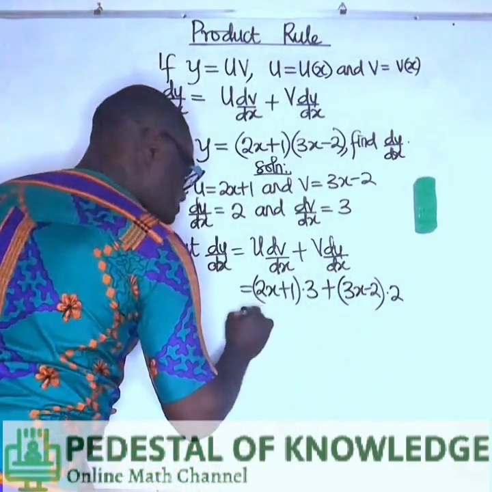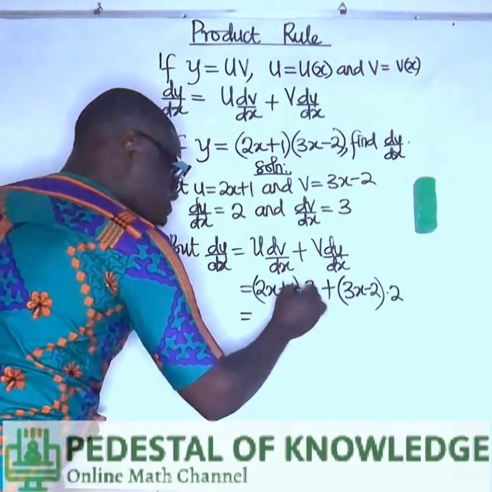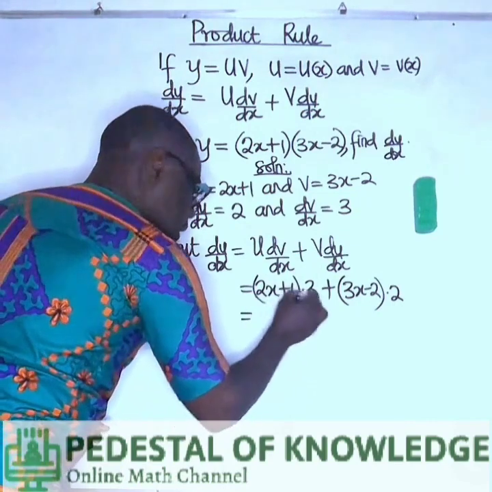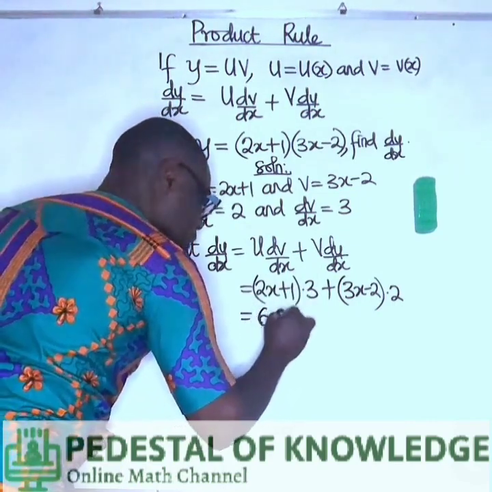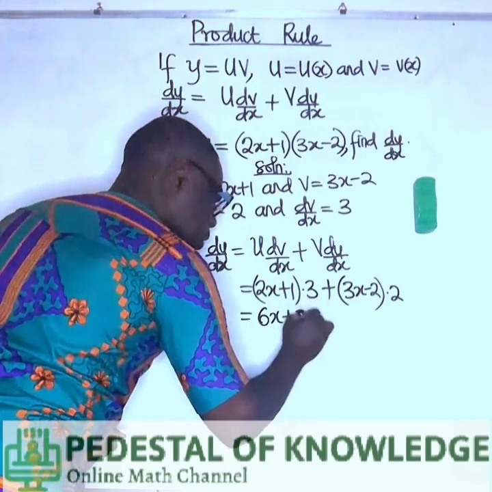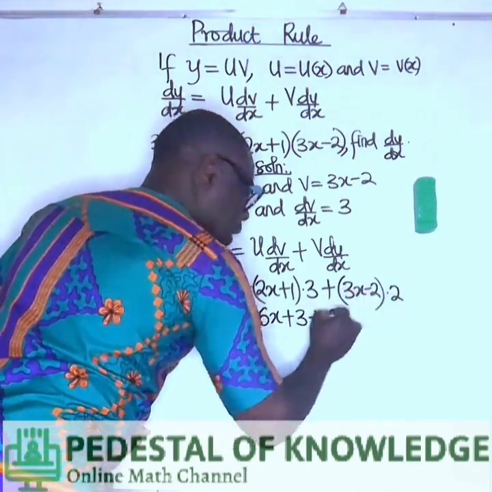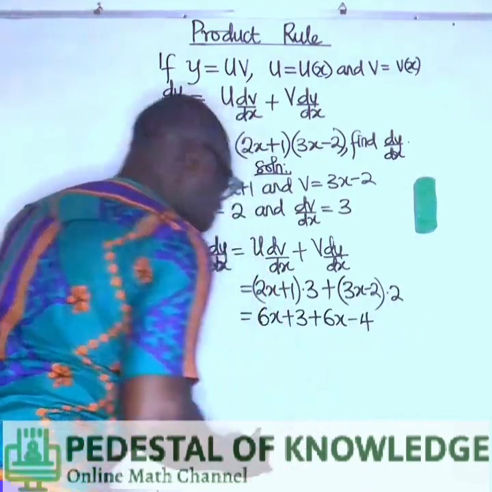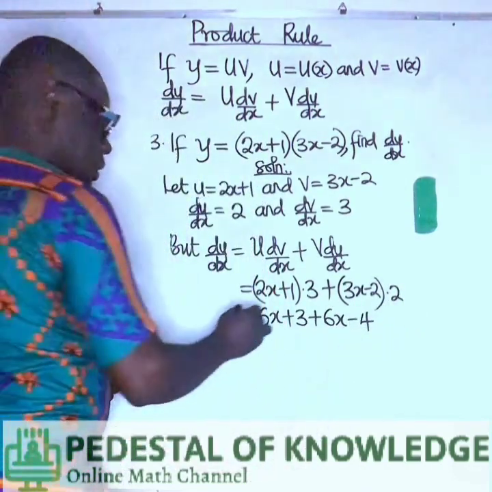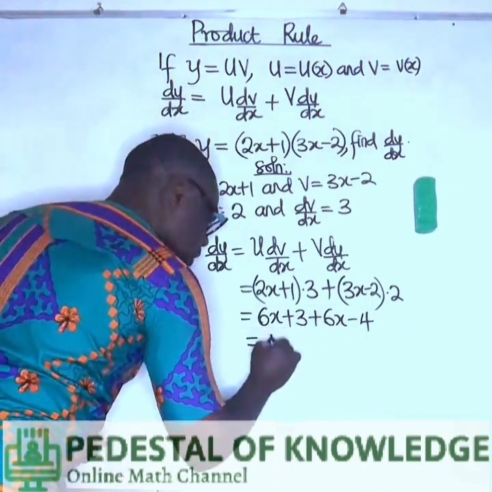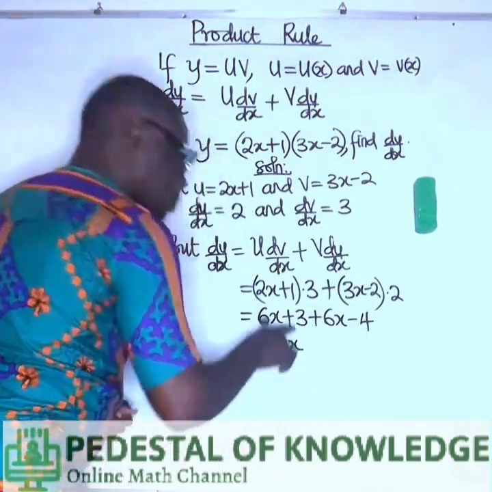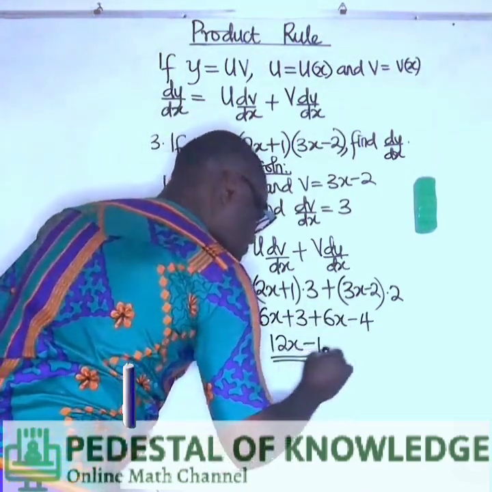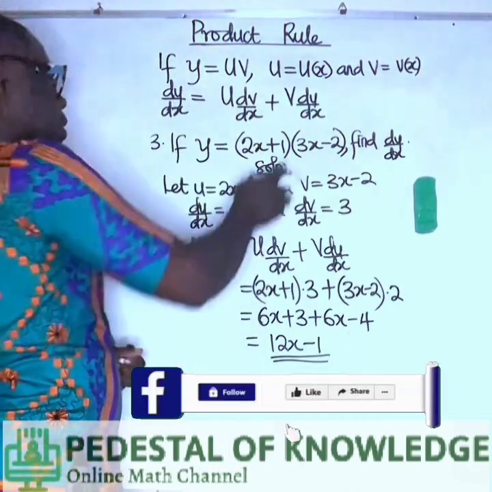Okay, now this is equal to, when we use this 3 to multiply everything inside the bracket, it becomes 3 times 2x will give us 6x plus 3 times 1 is 3, then plus 2 times 3x will give us 6x minus 2 times 2 is equal to 4. And when we collect the like terms, 6x plus 6x will give us 12x. Now 3 minus 4 will give us minus 1. And that is the differential coefficient of this very function.